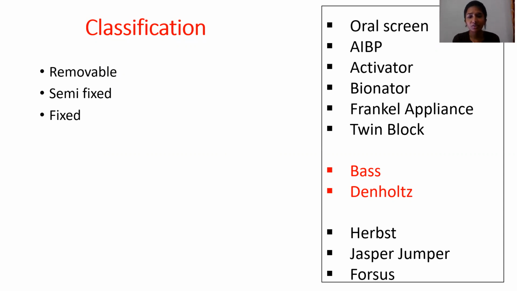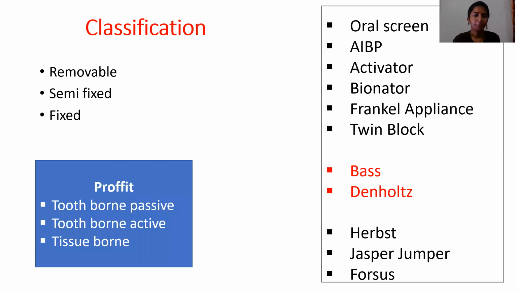And under semi-fixed, you have the Bass and the Dentholz appliance, and under fixed, it is the Herbst, Jasper Jumper, and Forsus. Of these, the removable functional appliances are very important to you, whereas the others are not that important. Maybe you will be asked to name some of the fixed functional appliances during your viva, but all of these removable appliances are very important. They can be asked either as short notes or even essay questions.